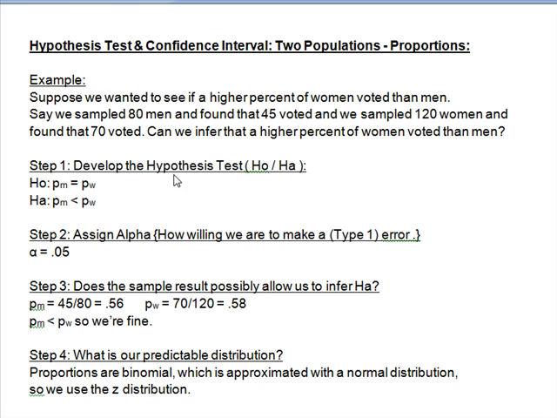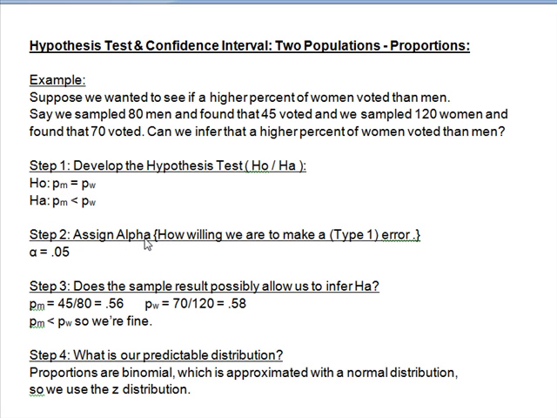So step one, develop the hypotheses. So we're going to have the proportion of men is lower than the proportion of women. Now I just put men and women in this order because that's how it's stated in the problem. And the null hypothesis is the opposite of that, has to contain the equals. So I just emphasize the equals. Proportion of men is equal to the proportion of women. That's what we're going to assume, and we'll see if we can infer this.